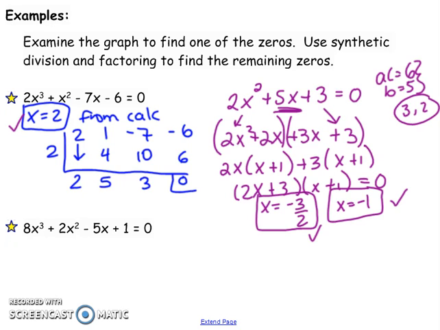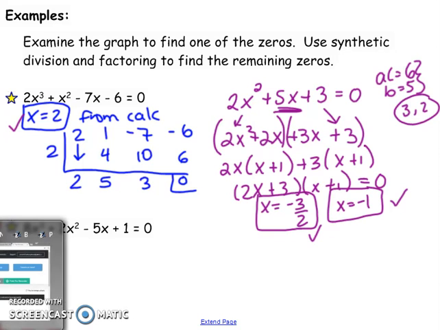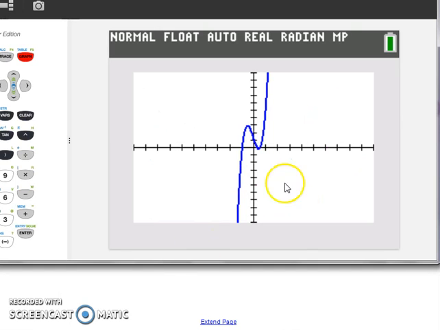So if we look at the next example, same thing. We want to examine the graph first, and then find one of the zeros from the graph, and then use that for synthetic division. So if we type this into the calculator, this is what our graph is going to look like.